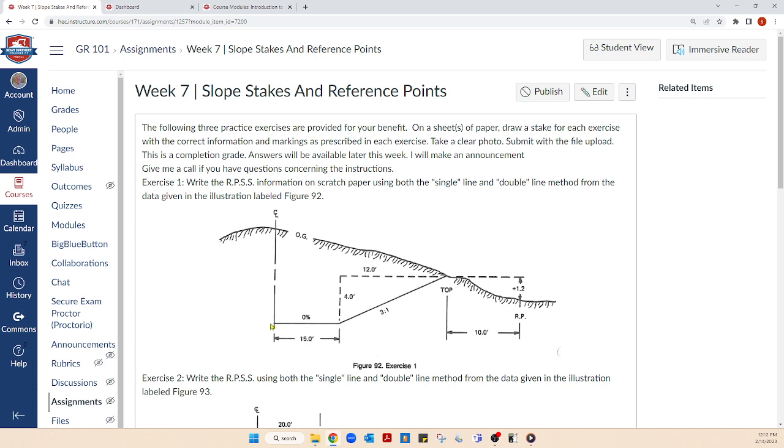And cut doesn't necessarily mean there's dirt there. It's just the way you get to that point where the bottom of your cut is, and then it gives you your horizontal.